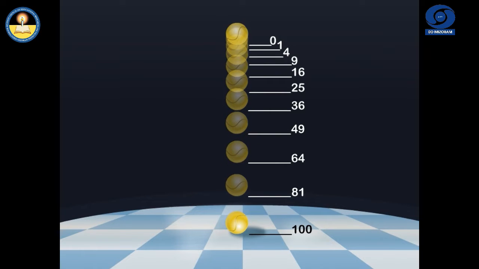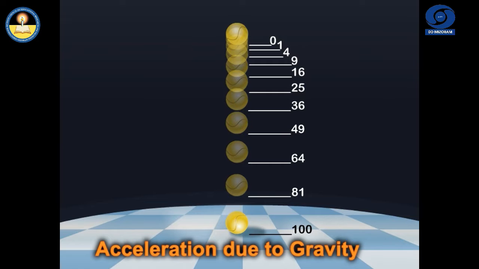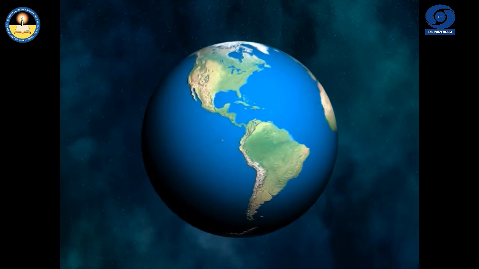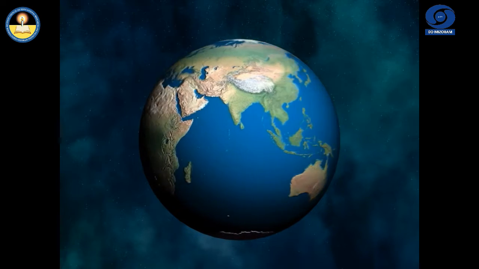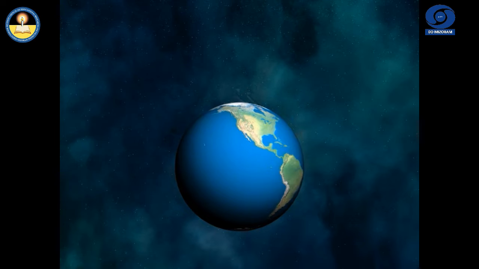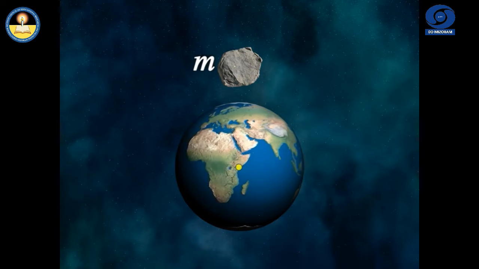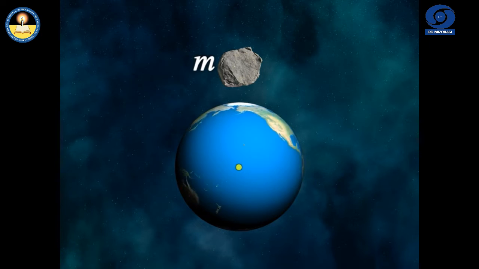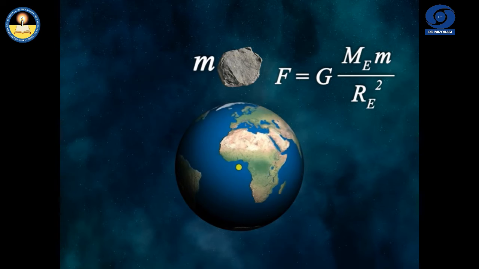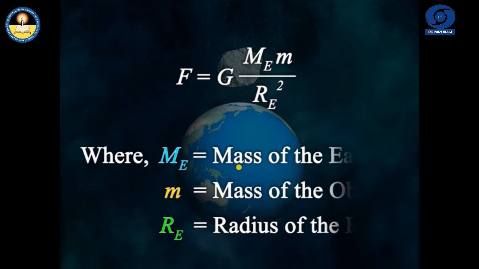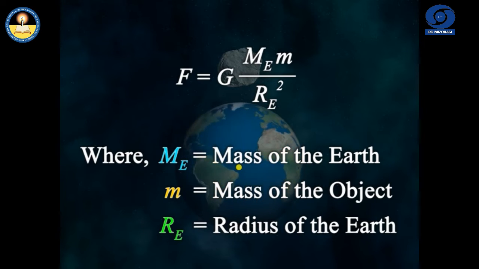The acceleration produced in the motion of a body under the effect of gravity is called acceleration due to gravity. It is denoted by small g. Let us consider the Earth as a solid sphere of uniform density, and the entire mass of the Earth is concentrated at its center. If an object of mass m is moving freely near the Earth's surface, neglecting the air resistance, the only force on the object is due to gravity. Magnitude of the force of gravitation on the object is G times the product of the mass of Earth and mass of the object upon the square of the distance between them, that is, the radius of the Earth.